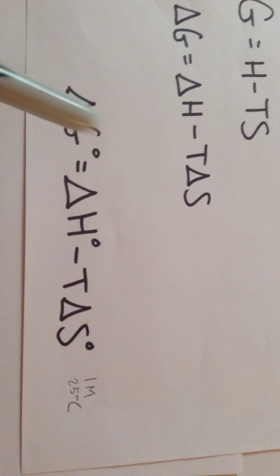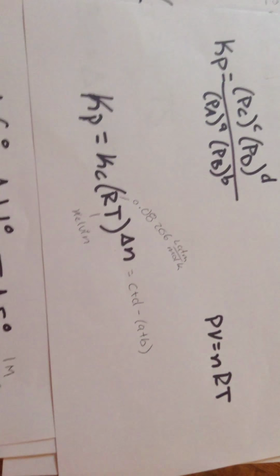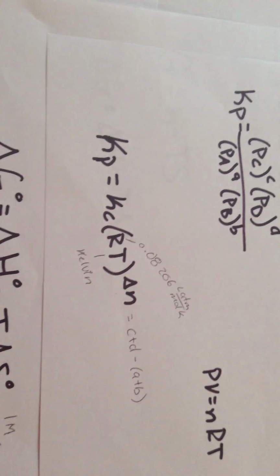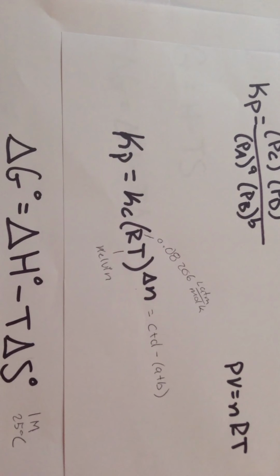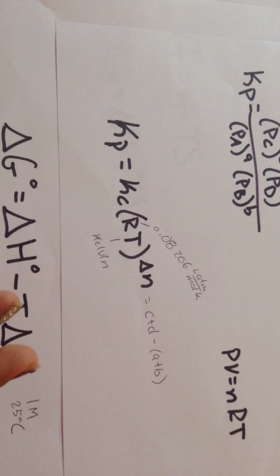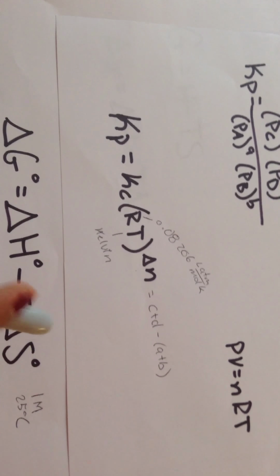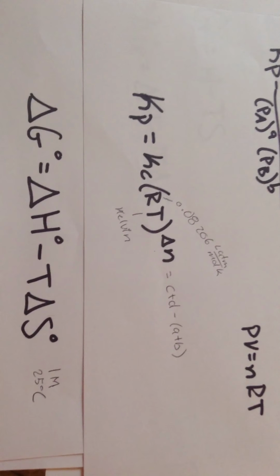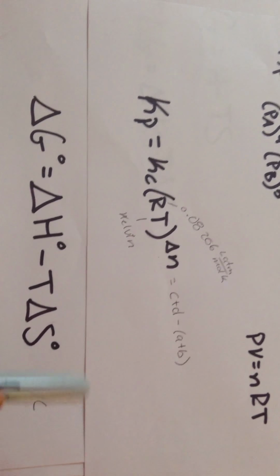Now, to piece together the relationship between delta G and K, we have to recognize the magnitude of delta G. This tells us how far the standard state is from reaching equilibrium. The smaller delta G is, the closer it is to equilibrium. And vice versa. The bigger delta G is, the further the reaction has to go to reach equilibrium.